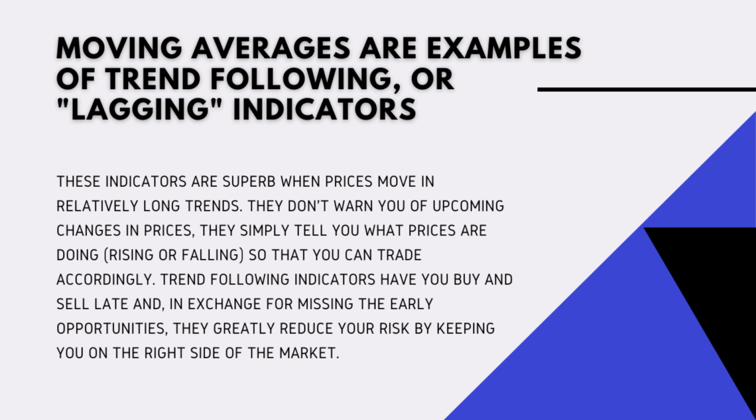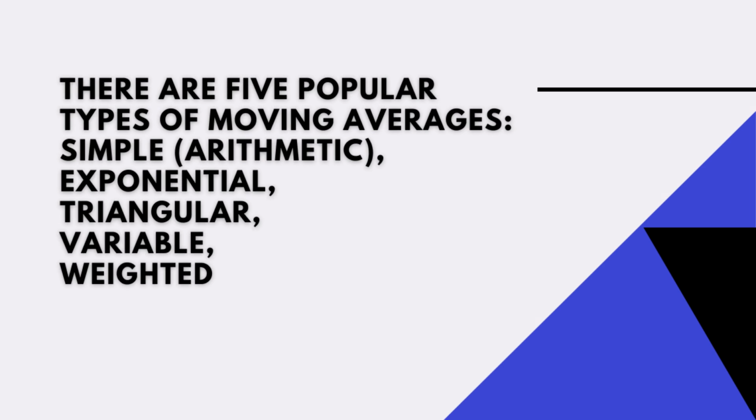A moving average is an indicator that shows the average value of a stock's price over a period of time. When calculating a moving average, a mathematical analysis of the stock's average value over a predetermined time period is made. As the stock's price changes, its average price moves up or down. There are 5 popular types of moving averages: simple, also referred to as arithmetic, exponential, triangular, variable, and weighted.